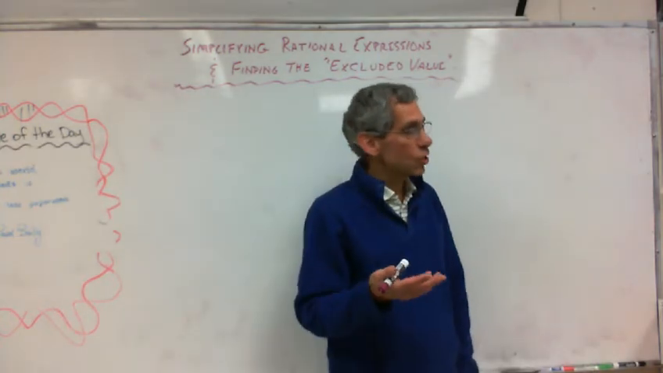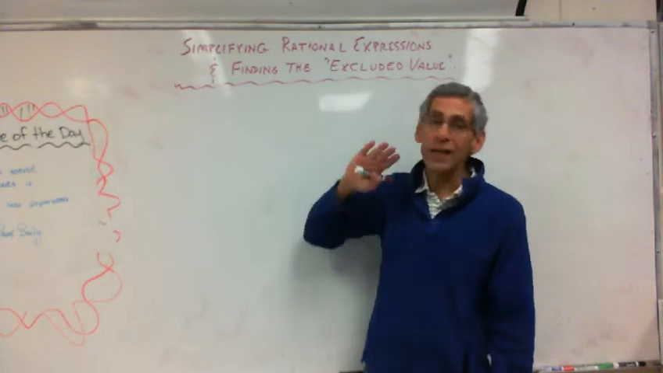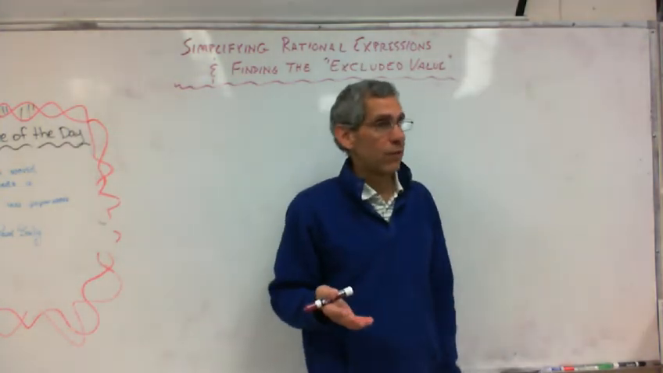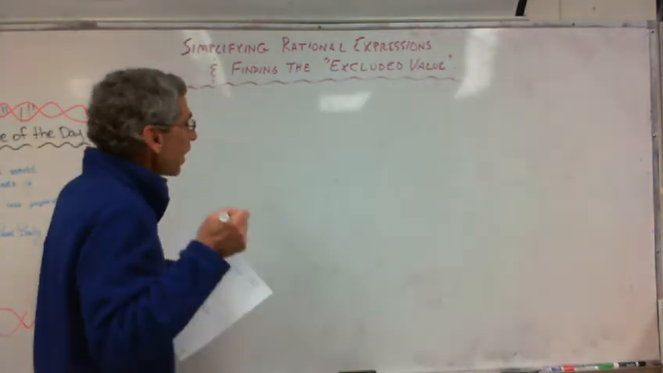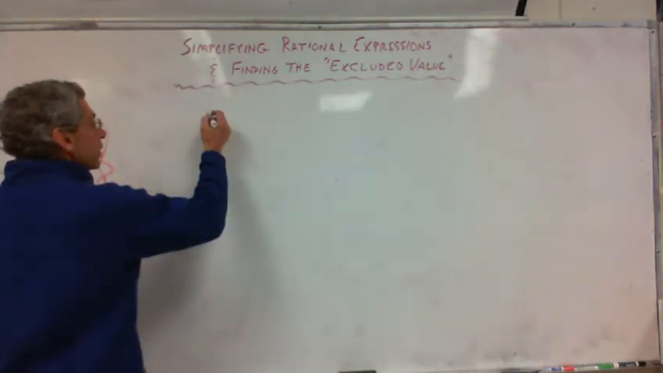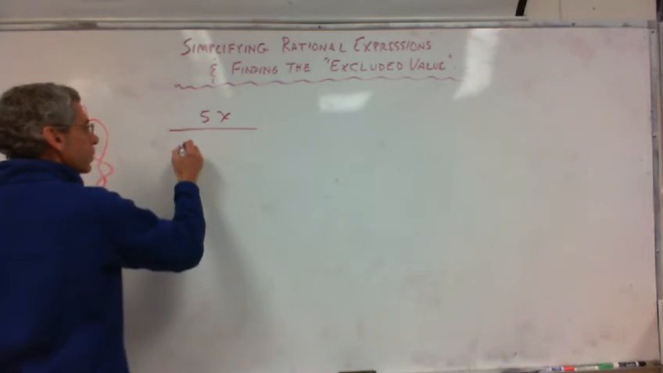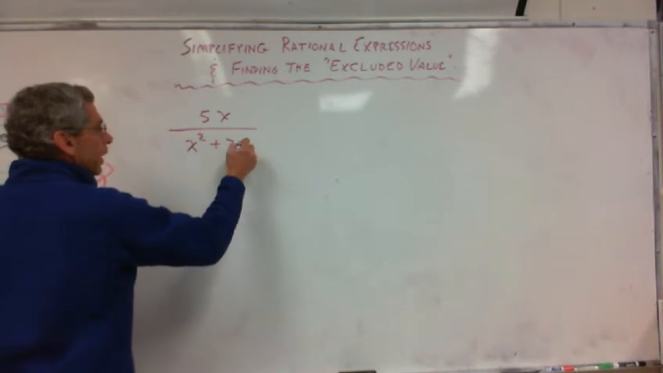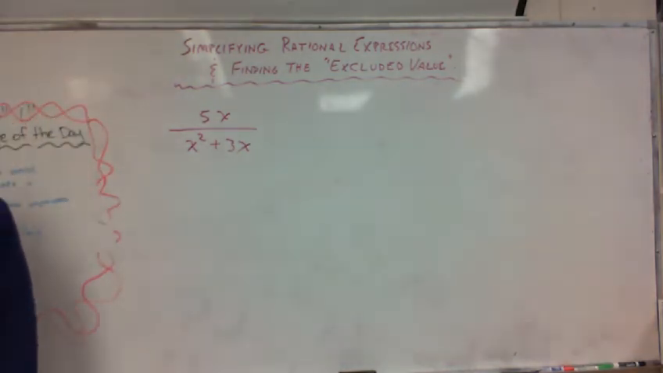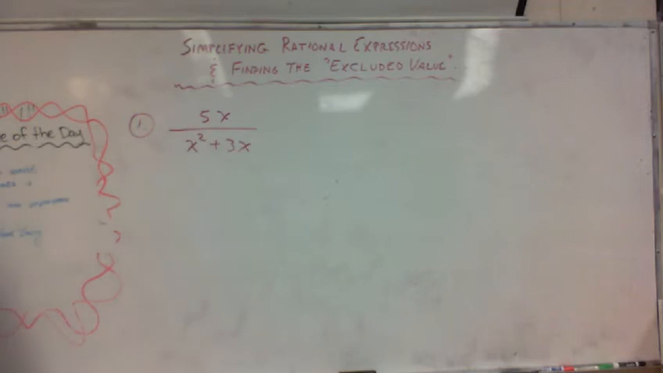So a rational expression is a ratio, and every ratio is a fraction. Every fraction is a ratio, right? So if I wrote something like 5x over x squared plus 3x, and I asked you to simplify this, this is my first example.